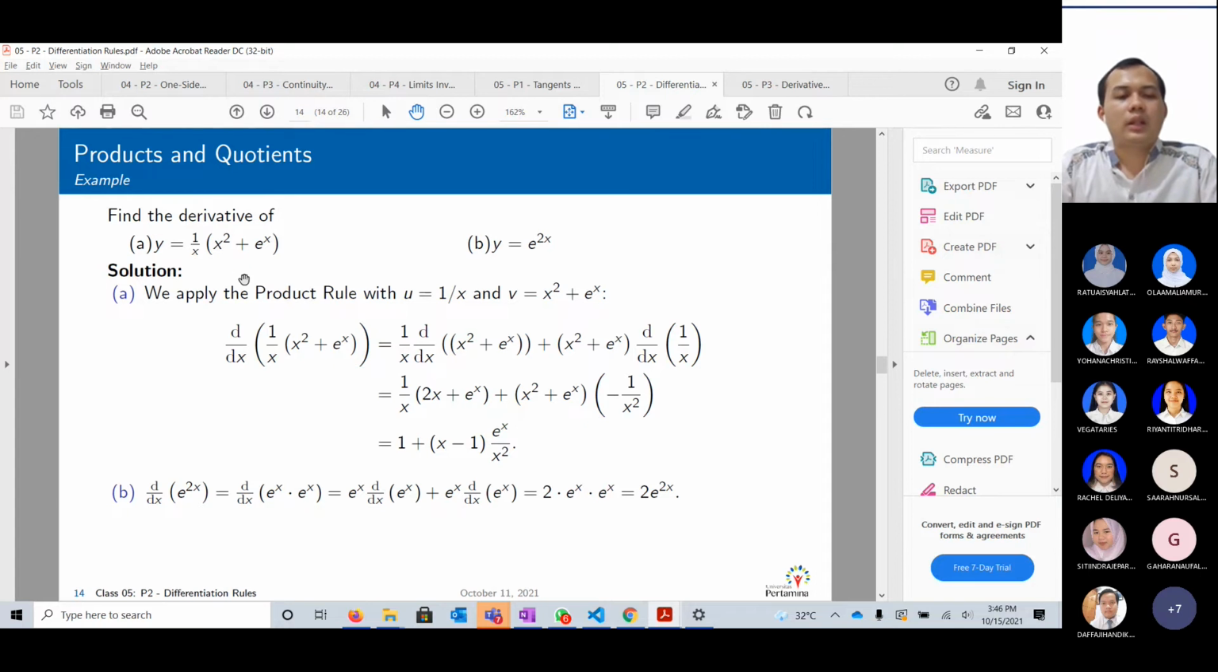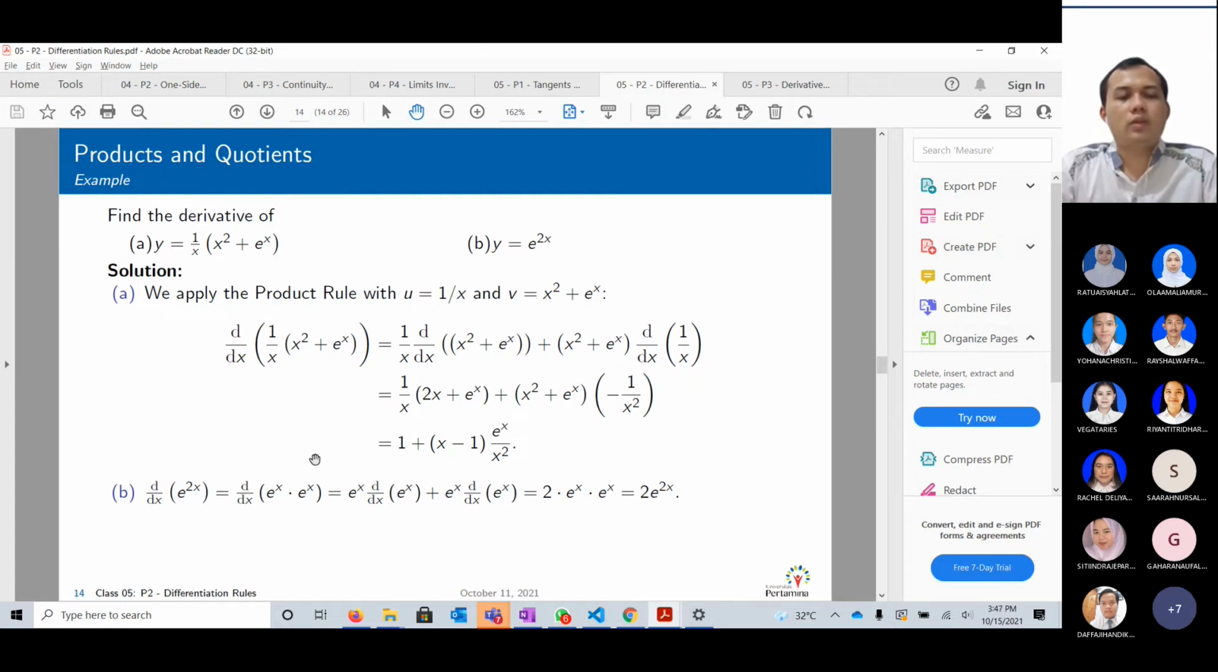Jadi kalau ini ada perkalian, kita bisa menggunakan aturan perkalian. Jadi kita pakai turunan ini ya. Jadi 1/x kali turunan x kuadrat plus e pangkat x ditambah x kuadrat plus e pangkat x kali turunan dari 1/x. Seperti itu. So how about y equals e power 2x?